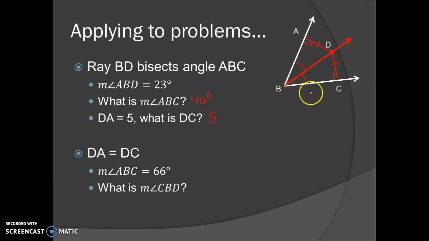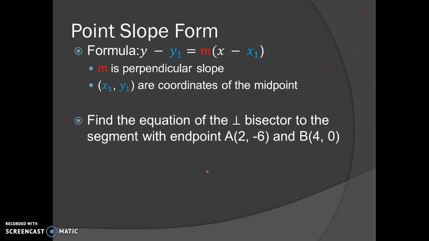So ABC, this whole angle, is 66 degrees. So the large angle ABC is 66 degrees. What is the measure of angle CBD? So what is half of that? Well, half of 66 is 33 degrees. And that's how you can apply angle bisectors and theorems there.